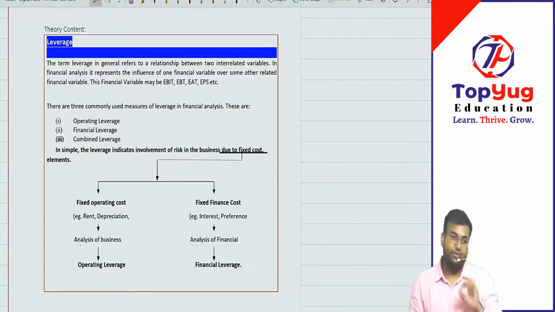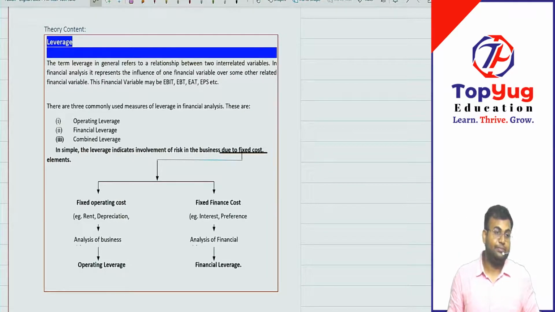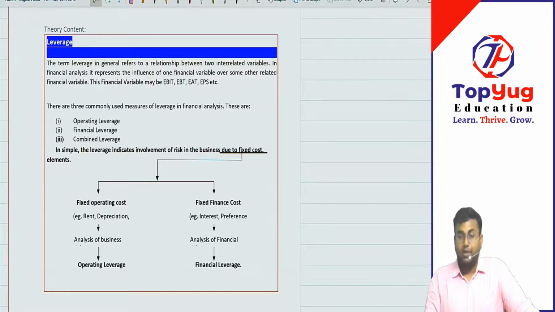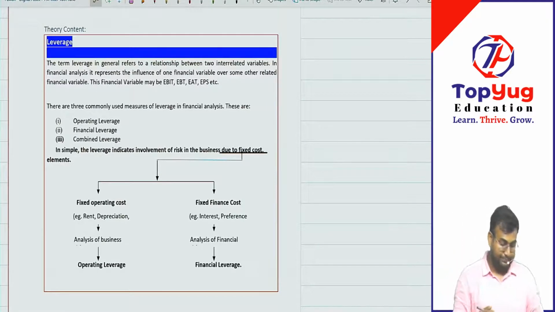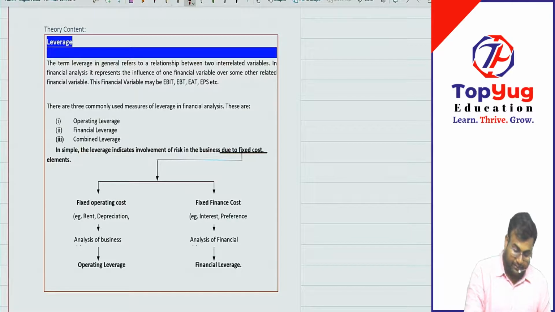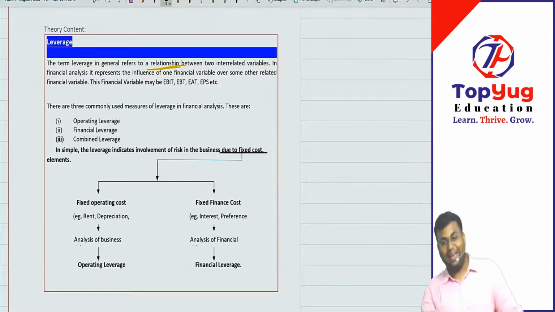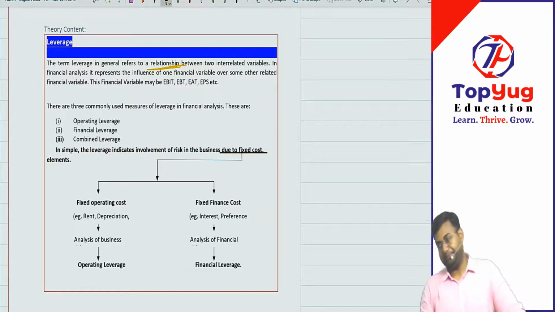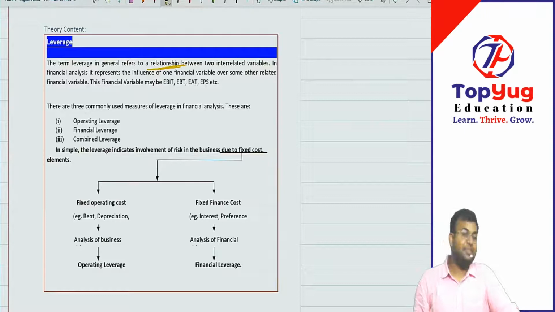Please underline that word. Which word? Relationship between two interrelated variables. That means what? That means what?